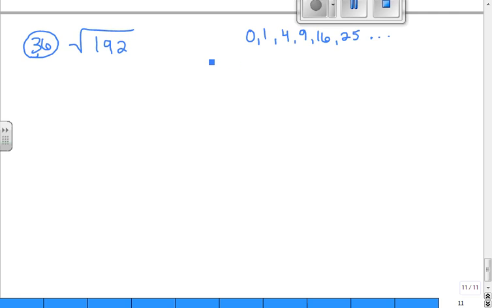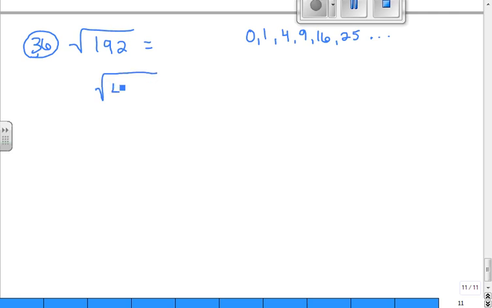Well, let's figure out what goes into 192. Ideally, we do want to find the largest perfect square that goes into 192, but as long as we find any perfect square that goes into 192, we're on our way. So let's see. 4 is going to work, but maybe I can find something bigger. Not quite sure. So let's just go with 4.